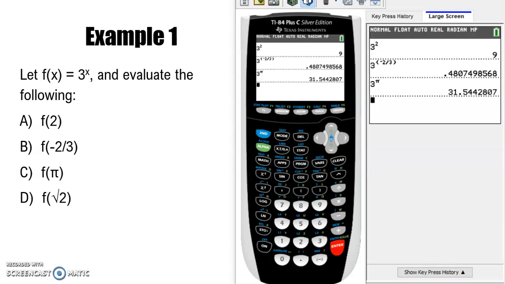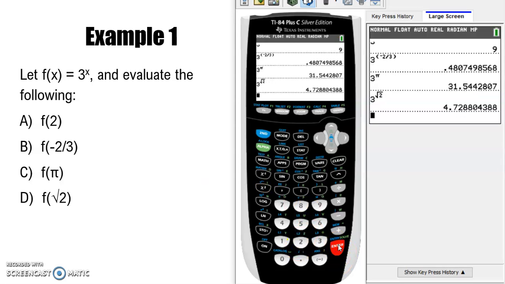And finally, 3 to the square root of 2. So I'm going to do 3 with the up arrow. And again, if your calculator doesn't give you this exponent, you might need parentheses around that. So to get the square root, notice it's the blue above this x squared button. So I hit second square root, and then I just type a 2 there. And I can hit enter, and I get 4.7288. So those are all the answers to this example.